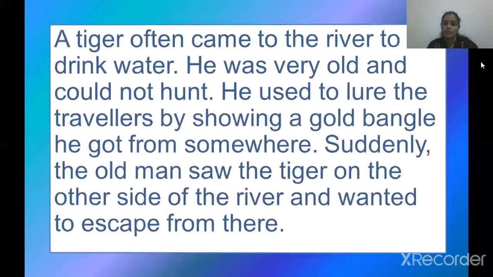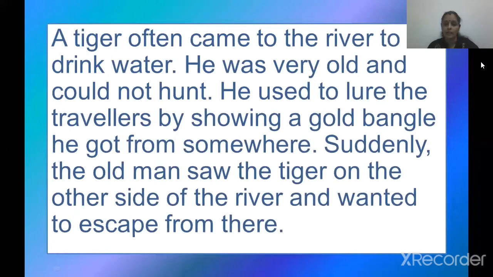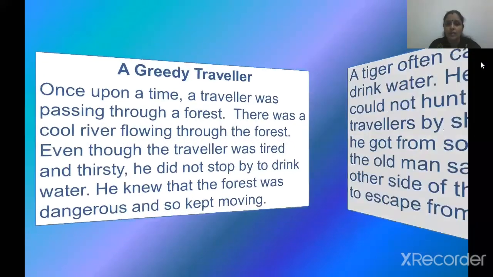Now the middle. A tiger often came to the river to drink water. He was very old and could not hunt. He used to lure the travelers by showing a gold bangle he got from somewhere. Suddenly, the old man saw the tiger on the other side of the river and wanted to escape from there. Okay, children? Now, once again, let's see the first para.